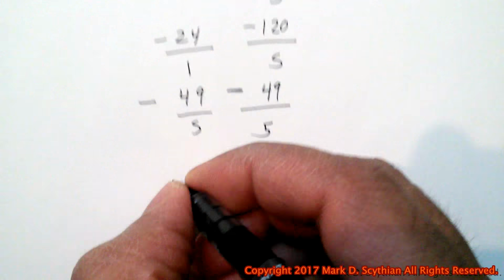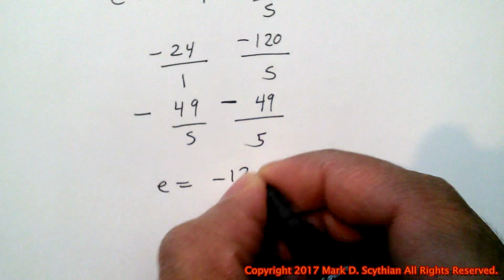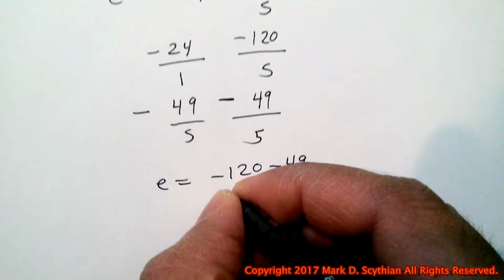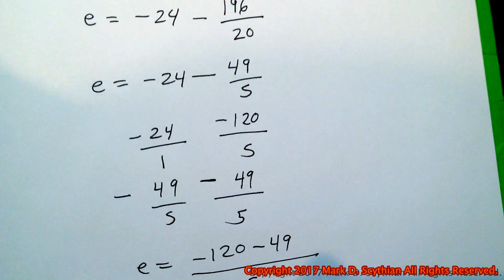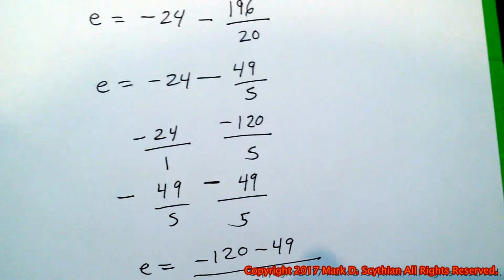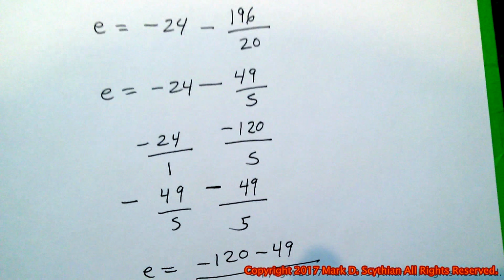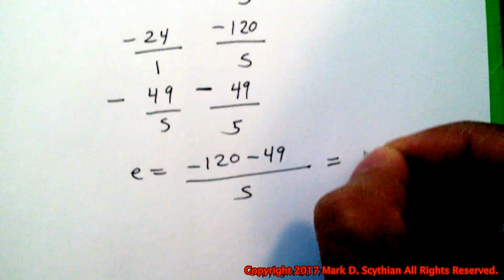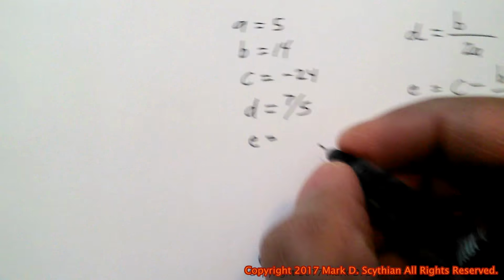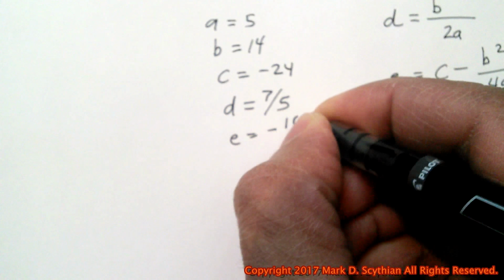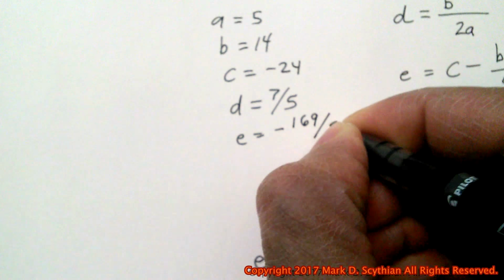So we're left with E is equal to minus 120 minus 49 over 5. And so minus 120 minus, what did we say? Minus 120 minus 49 is minus 169. So minus 169 over 5. So that's E, minus 169 over 5. So we write that in, minus 169 over 5.